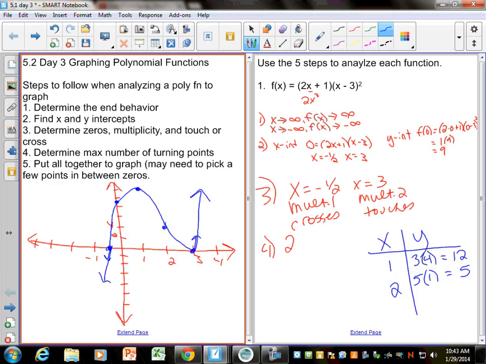And is that necessarily the exact graph? How do I know what's happening between 1 and a half? You know, like it could be off a little bit. But that's a pretty good sketch for only picking 2 points and using the other stuff that we know. On your unit test, you're going to have to graph one of these using these things. Let's do another one.